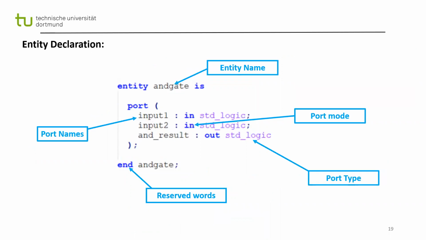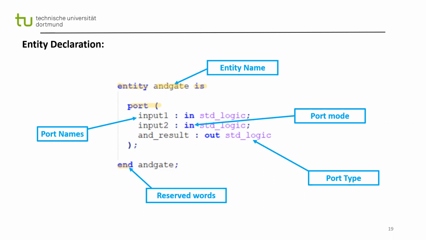Let's now analyze and look into the entity declaration in more depth. In each VHDL program, we have what is called reserved words. Reserved words are like the entity, is, port, and end, or all words highlighted in blue. After you have declared the entity name, which comes between the two reserved words entity and is, we have what is called a port.